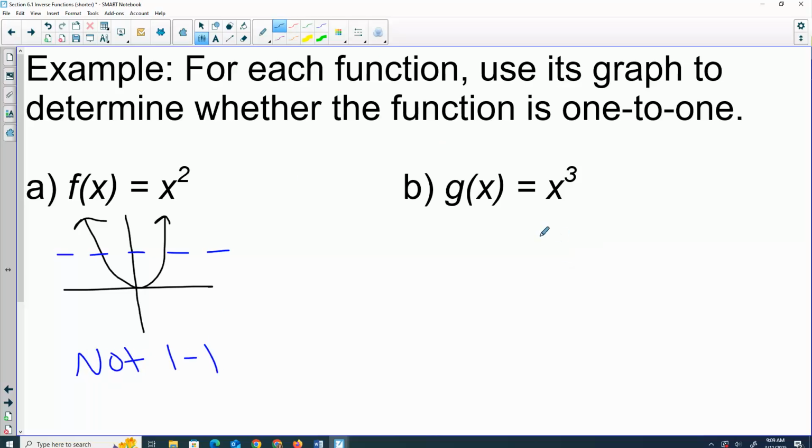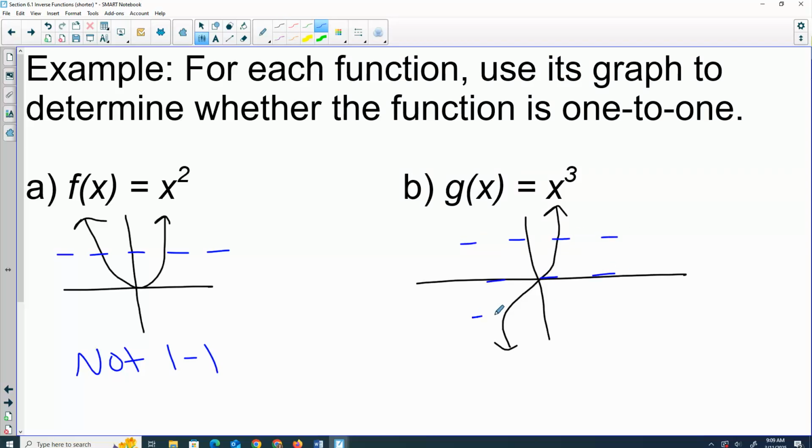Okay, what does x cubed look like? The cube root is the sideways chair. The cube is just your normal chair. And I can see no matter where I draw a horizontal line, it only hits once. So that one is 1 to 1.